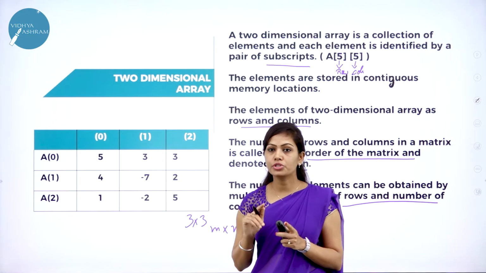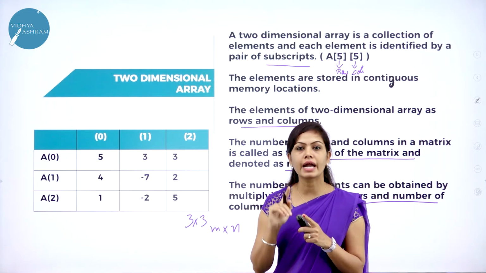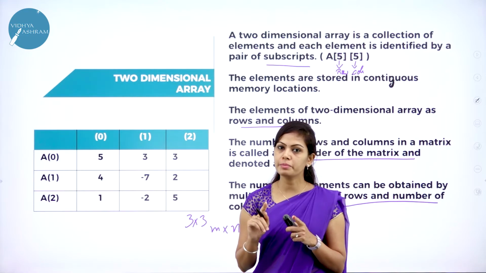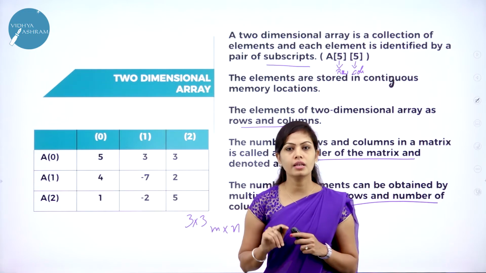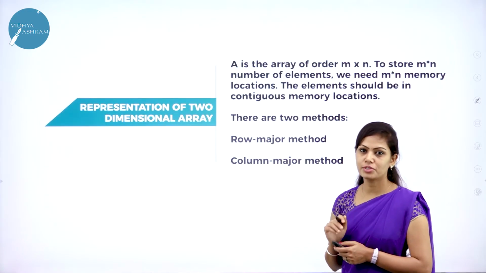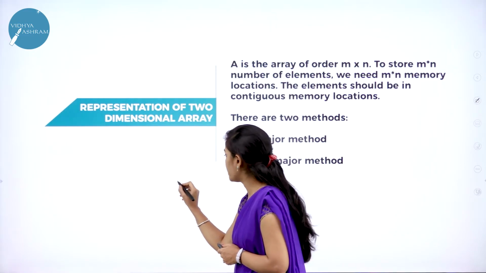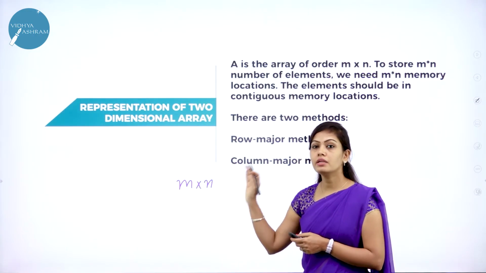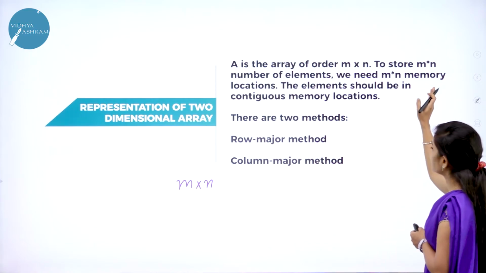So, the two dimensional array is a collection of elements, and each element is identified by a pair of subscripts. Pair of subscripts or pair of indices, we can call it a two dimensional array. Next we have the representation of two dimensional array. Already I have discussed the order of the matrix is denoted by m cross n. We need m cross n memory locations.